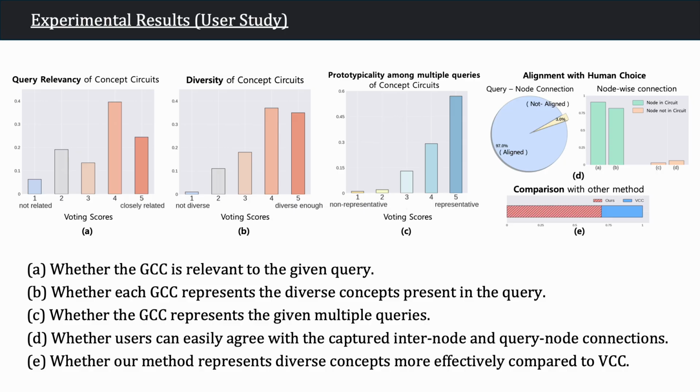We further examined the perceived appropriateness of the node-to-node and query-node connections in Figure D, where more than 90% of participants agreed that the discovered relationships were reasonable. And also, when compared to the VCC method, 70% of users preferred our method, noting that it reveals richer and even more diverse conceptual representations.